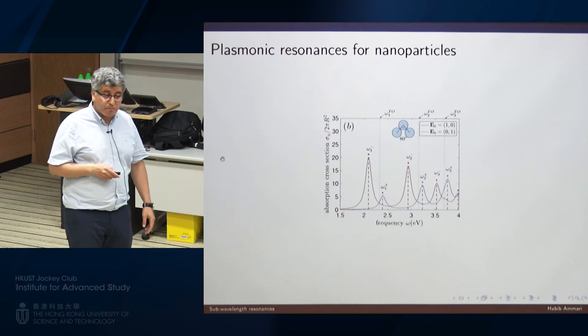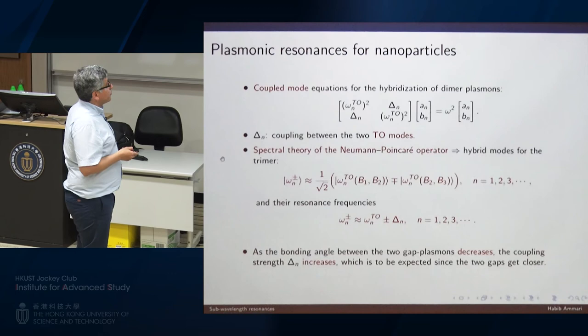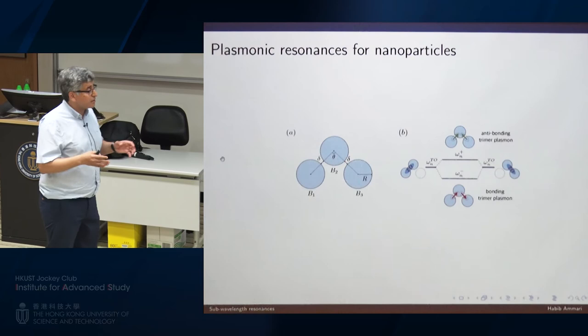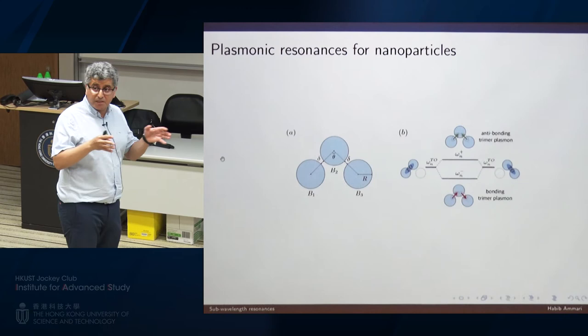Now, as an application, when you get delta smaller, you get denser and denser. When you get many of them, you get hybridized frequency. So you get a denser and denser spectrum of the Neumann-Poincaré operator.